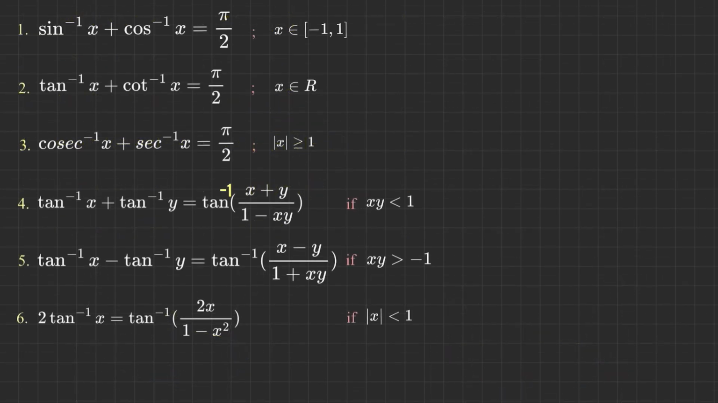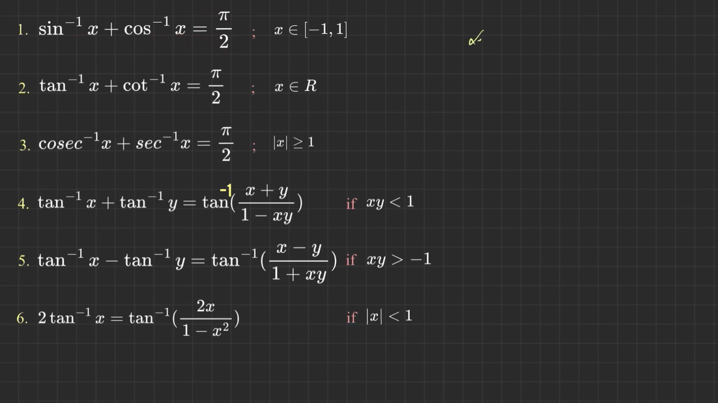Next we have six very important properties of inverse trigonometric functions. While solving problems on inverse trigonometric functions, we will be using most of these equations. Here property number 1 is sine inverse x plus cos inverse x equals pi by 2. Let me prove this for you.